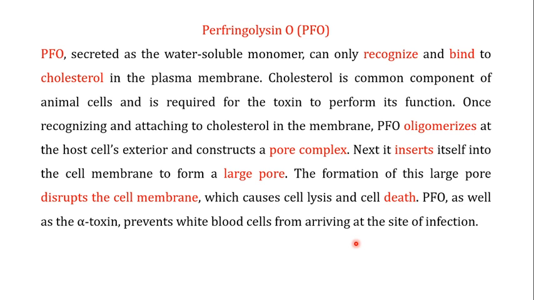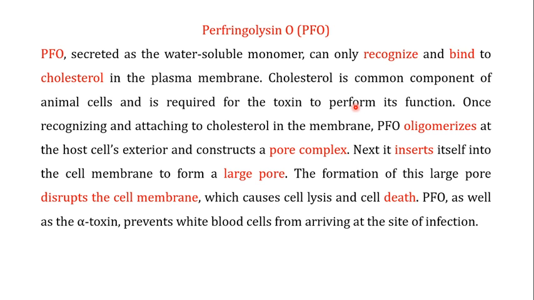In this particular video, I want to focus on some other virulence factors of Clostridium perfringens. One of the other important virulence factors is known as Perfringolysin O, or for short, PFO. This Perfringolysin O, or PFO, is secreted by the bacteria as a water-soluble monomer, and it can only recognize and bind to the cholesterol in the plasma membrane of the host. This cholesterol is one of the most common components of animal cells, and PFO requires this cholesterol to perform its function.